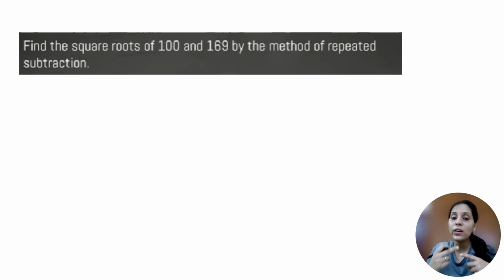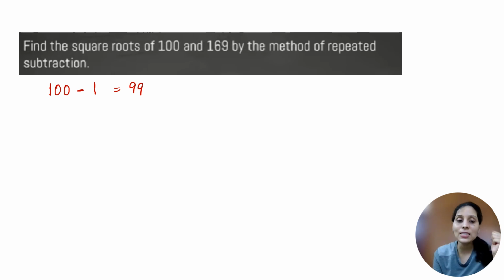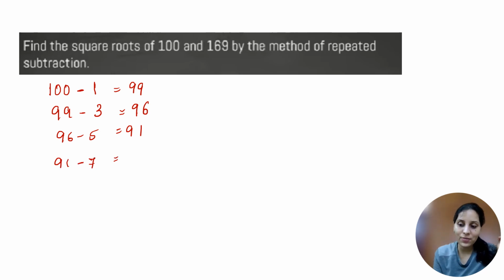Now moving on, find the square roots of 100 and 169 by the method of repeated subtraction. Repeated subtraction means you need to continuously subtract the odd numbers. Let us start with 100. 100 minus the first odd number 1 is 99. Now 99 minus the second odd number, 3, gives 96. 96 minus 5 gives 91. 91 minus 7 gives 84. 84 minus 9 gives 75.